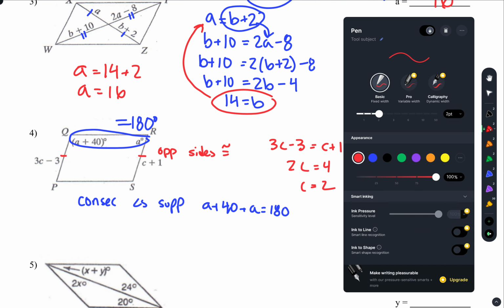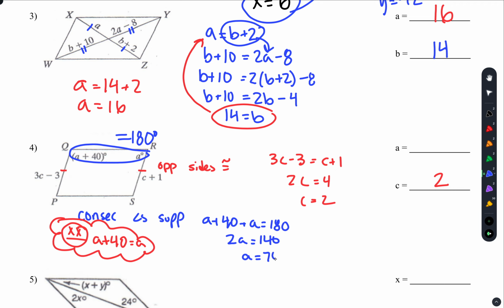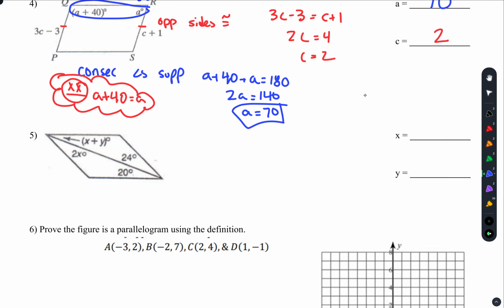Maybe I make myself a little angry face note over here. Do not say that A plus 40 equals A. That's bad. We don't want that. From here we solve. A is 70. Questions? One more kind of like this, and then I'll show you something a little different.